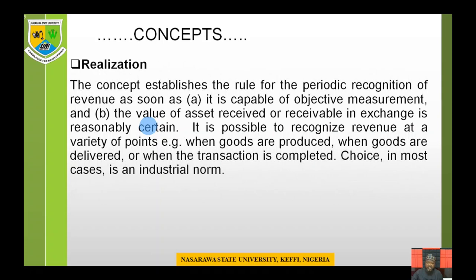The next concept is realization. The concept establishes the rule for periodic recognition of revenue.